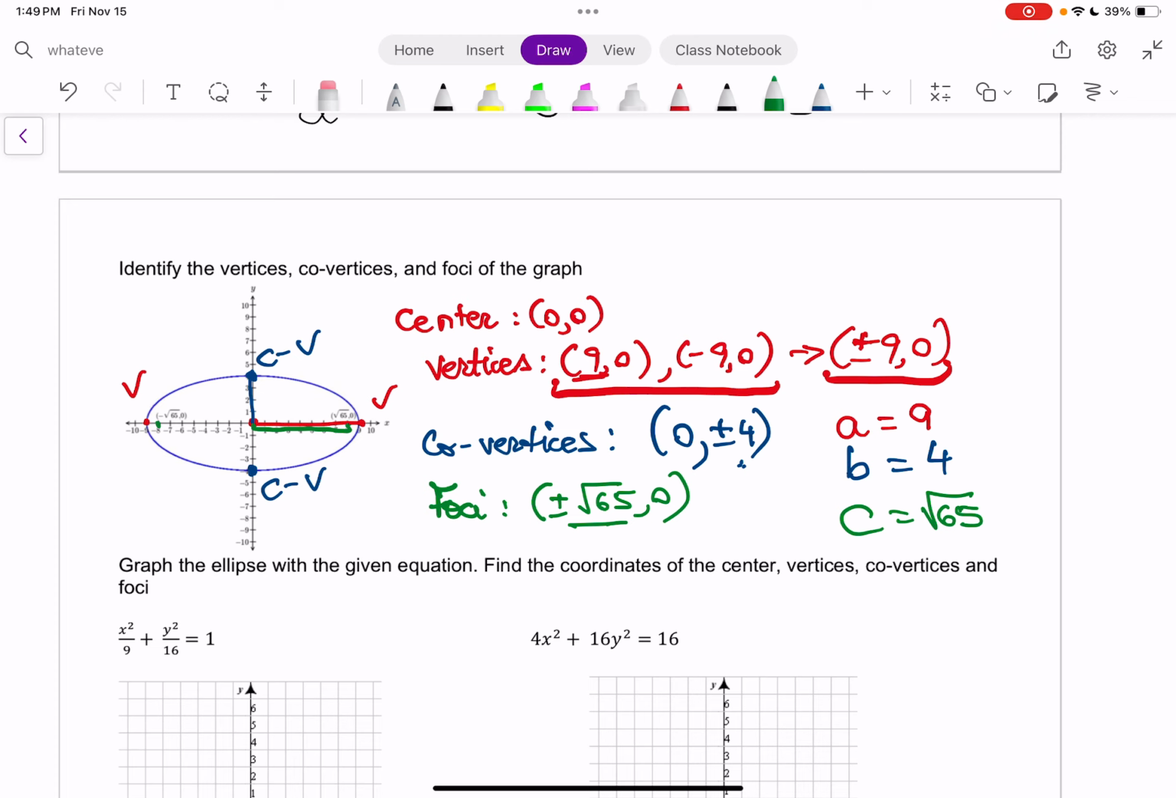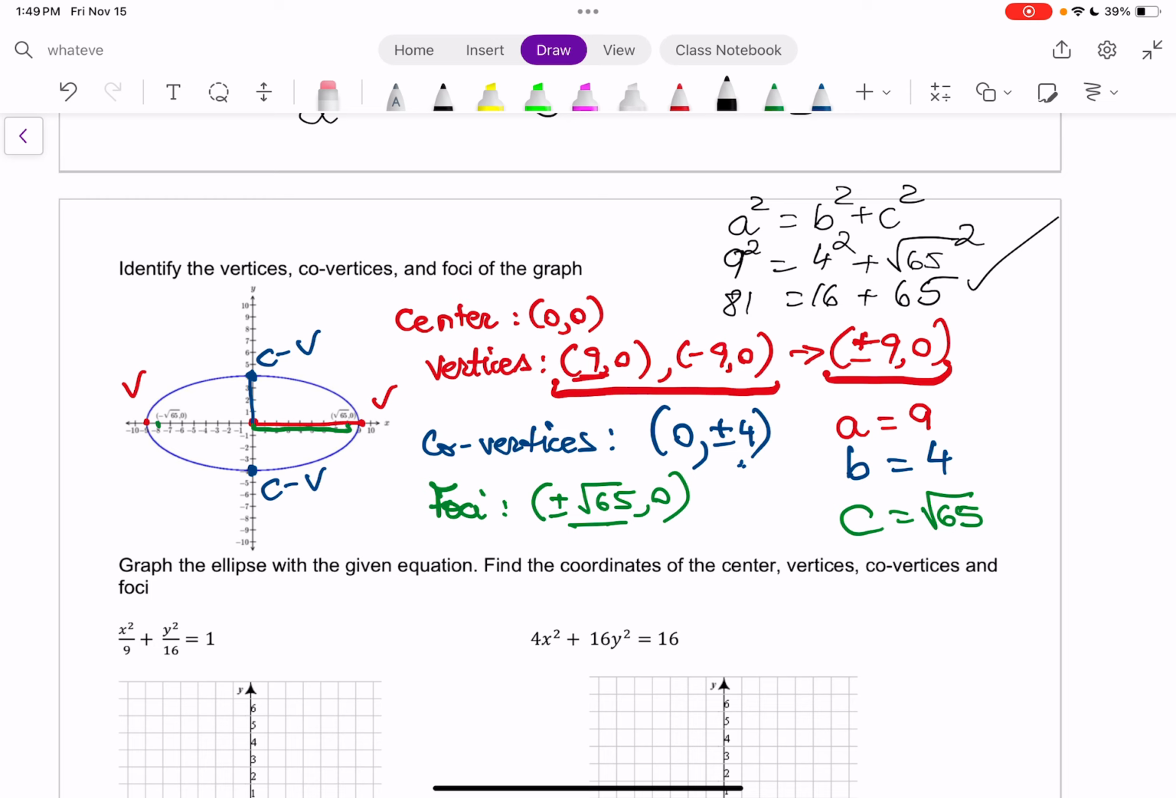So I want you to verify that indeed A squared will equal B squared plus C squared. So A squared is 9 squared, B squared is 4 squared, and C squared is the square root of 65 being squared. So once you square these numbers, you'll get 81 is equal to 16 plus 65. Is that a true statement? Yes, it is. 16 plus 65 is 81. So that's correct.